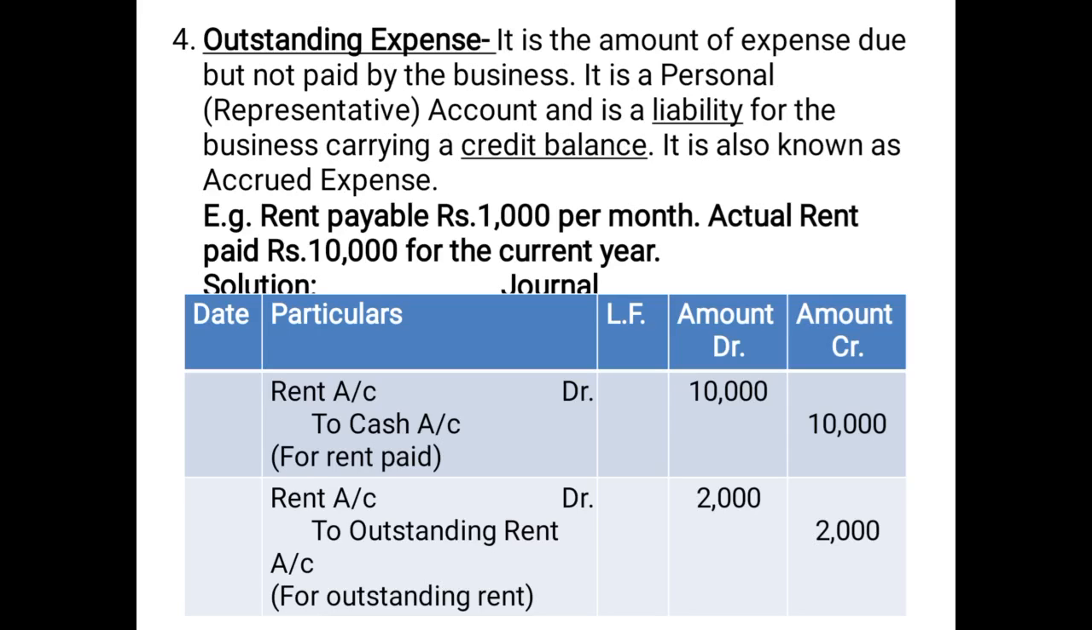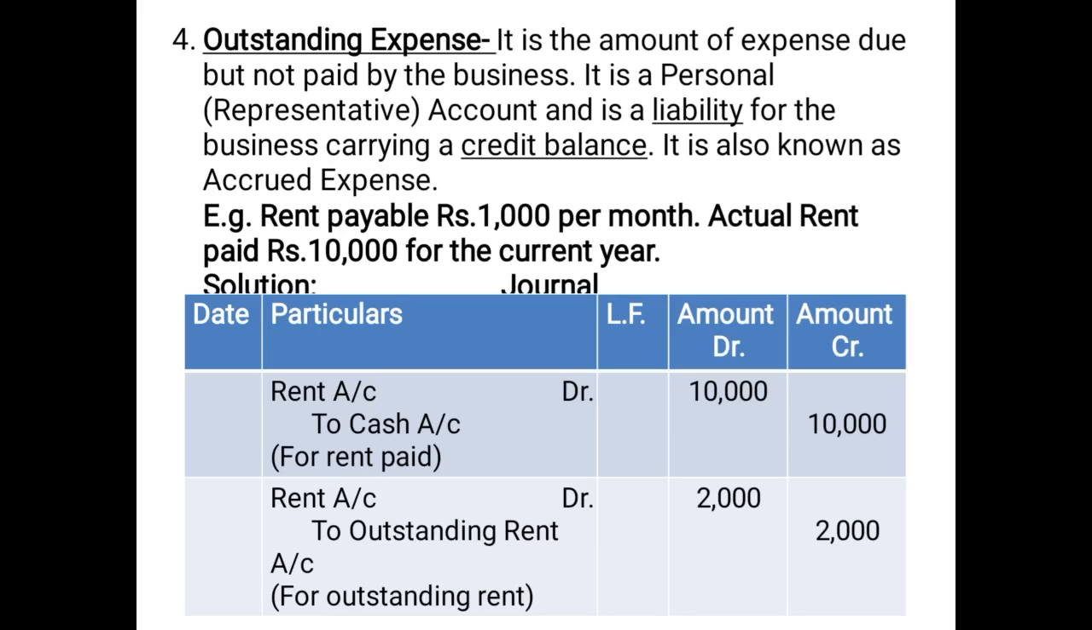Since rent is an expense, and expenses carry a debit balance, we will debit rent account, and since by paying this expense cash is going out, we will credit cash account. So what will be the entry? Rent account debited 10,000 to cash account 10,000. What will be the narration? For rent paid. This is the entry for actual rent paid.